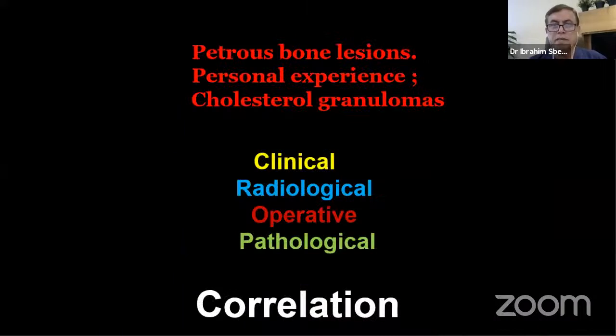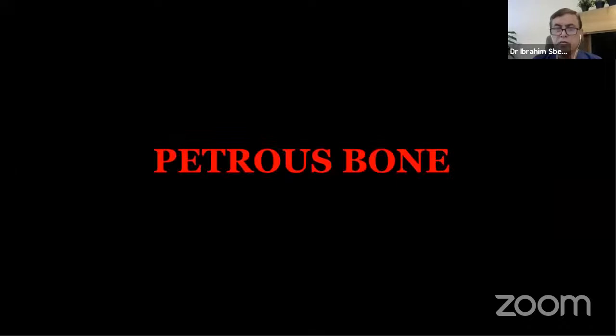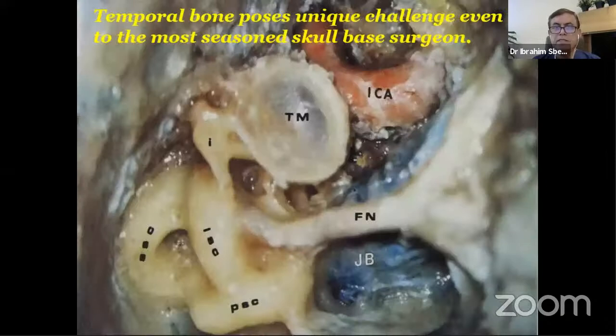So the presentation is petrous bone lesions, my personal experience with cholesterol granuloma, and as usual, we discuss the clinical, radiological, operative, and pathological correlation. So before we start, we are talking about petrous bone. It says here, temporal bone poses unique challenge even to the most seasoned skull-base surgeon. I really believe in that. I think temporal bone is the most difficult bone in the skull. It is the most difficult, complicated bone in our body.